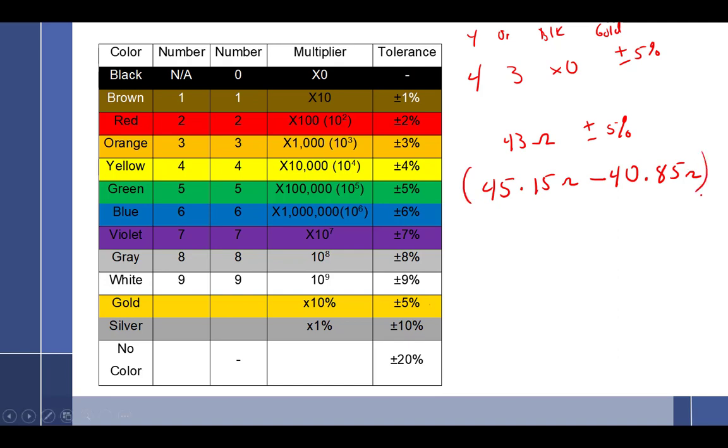Everybody follow? Yeah. Isn't 43 times 0, 0? This is a multiplier. So how many times do I multiply 43? Okay, let's say this wasn't black. Let's say it was red. Red has got a multiplier of 100. So it would have been 43 times 100. Or if it was brown, it was 43 times 10. So, yeah, I'm sorry. Good point. You don't multiply it. Don't multiply it is what it's saying.